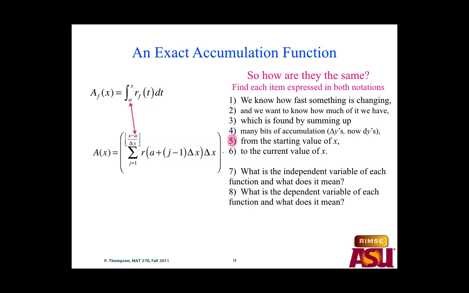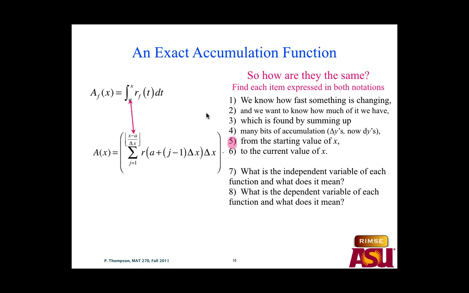So the starting value of x, that a, where we're measuring accumulation relative to, is represented in both. In the summation, it was a bit messier. How do I include this? It showed up both in this upper limit of the sum and also here in the rate, so that my first place where I evaluated the rate was r of a, because subbing in j equals 1 makes the rest of this go as 0. So we started at a.